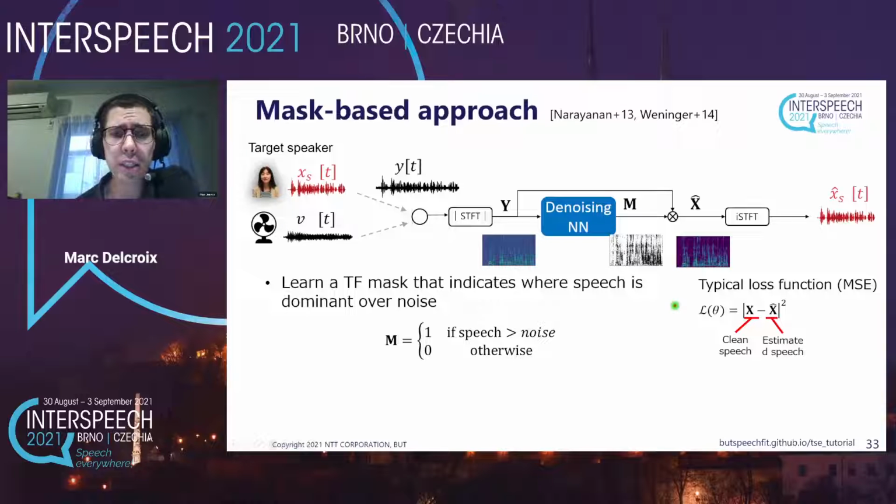And to train this kind of neural network, we typically need to have some loss function that can be, for example, the MSE, which computes the distance between the clean speech and the estimated speech x hat.